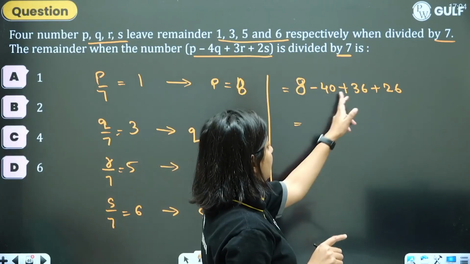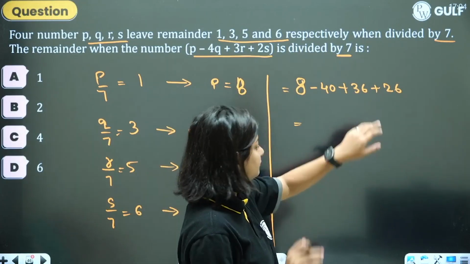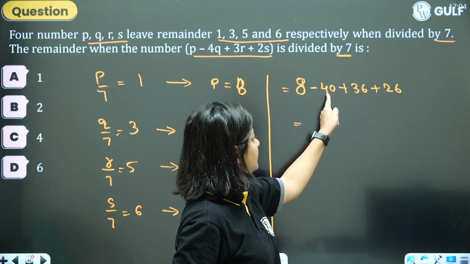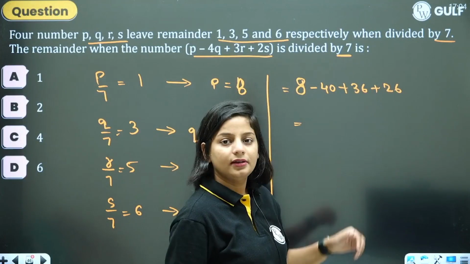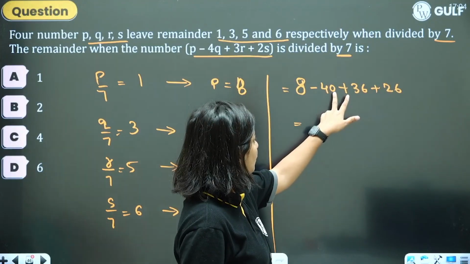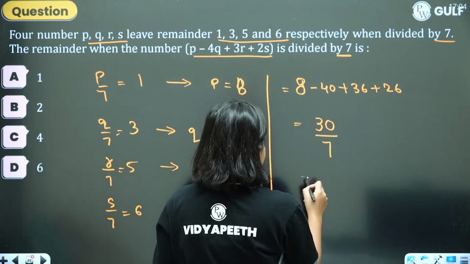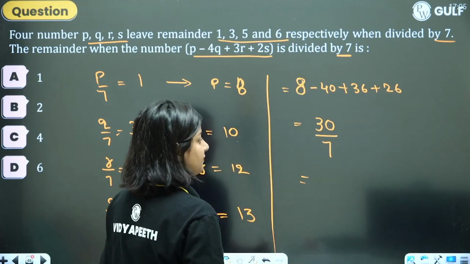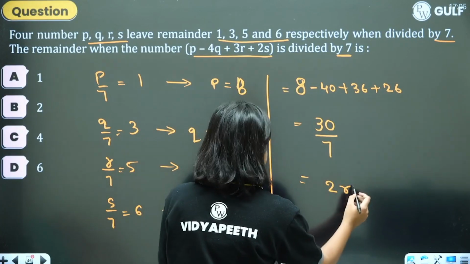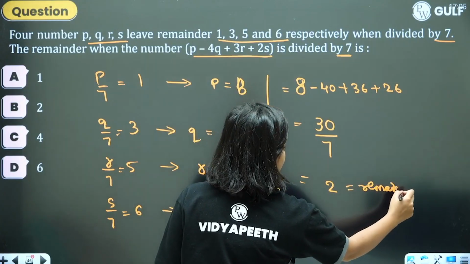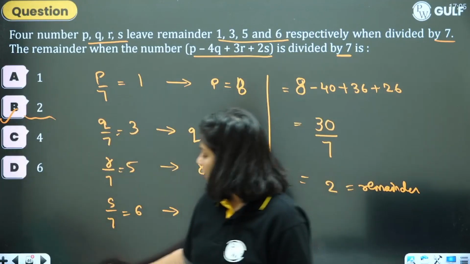That's the first part. 30, 40, 50, 56, 62. 62 minus 40 is 22, 22 plus 8 is 30, and when this 30 is divided by 7, what is the remainder? 7 4s are 28, the remainder is 2. The answer is 2. Option D will be the right answer for this question.